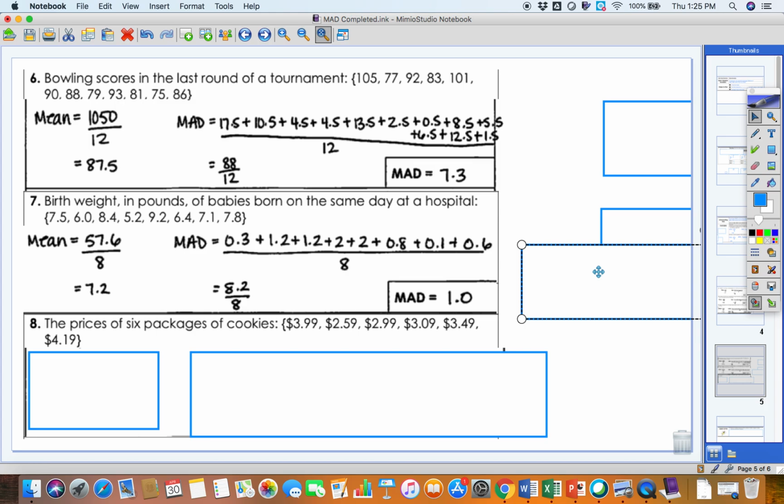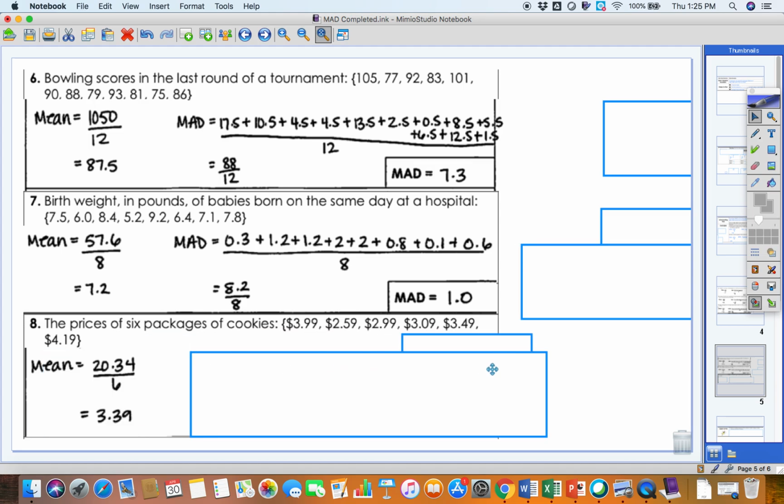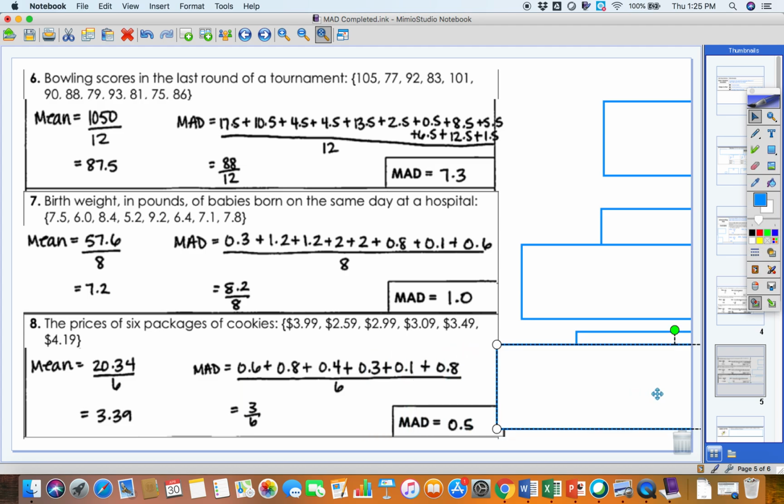And then number 8, the prices of 6 packages of cookies are listed. First, we find the mean, which is $20.34 divided by 6, which is $3.39. Then we find the absolute value of the difference between $3.39 and each of the packages of cookies. And so when you do that, you get 3 divided by 6, which is 1/2 or 5/10.